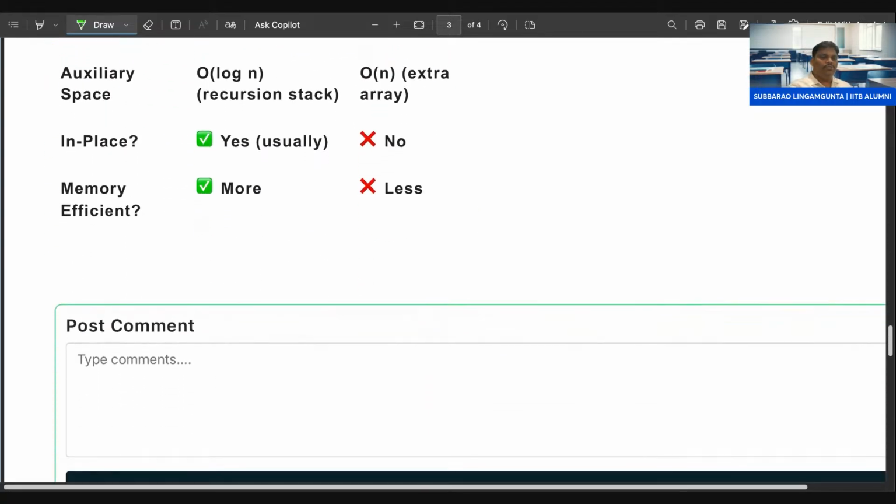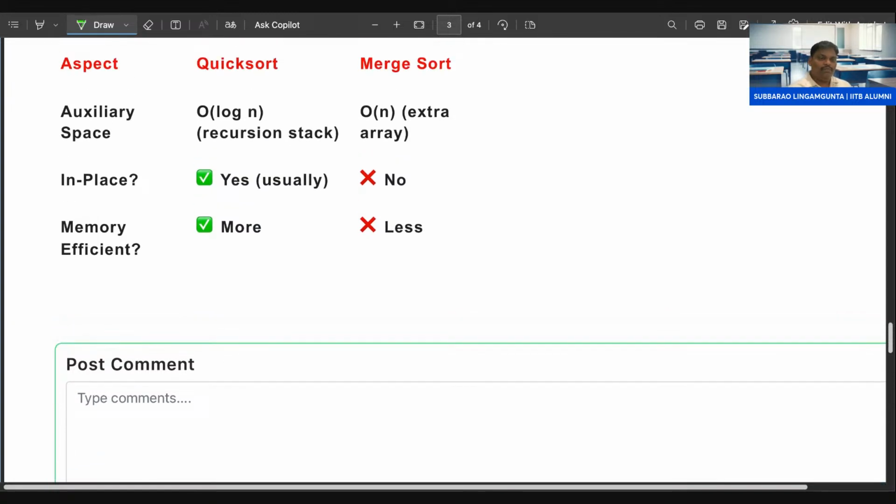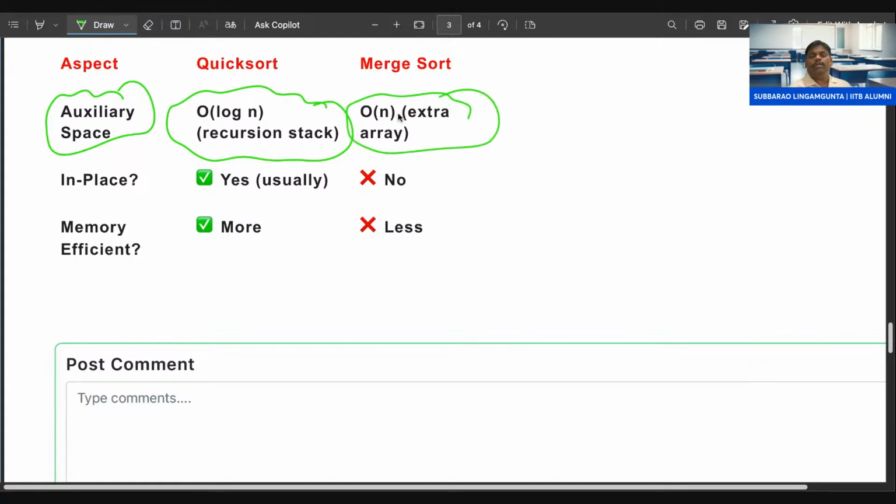Right, now let's go to the next one. From the space complexity point of view, what about auxiliary space in quick sort? In quick sort, the recursion requires log n stack space; the maximum stack space is log n. In merge sort, whenever merging is going on, one extra array has to be taken. Because of this extra array, merge sort is not in place. Is it in place or not? No. But quick sort uses only log n, so it is in place.